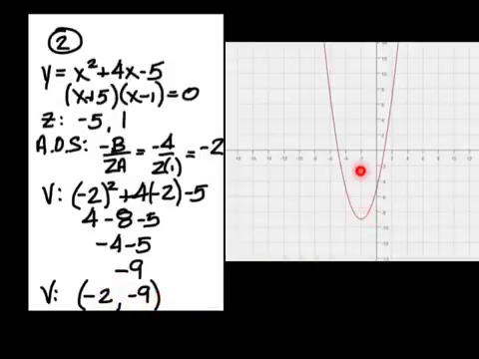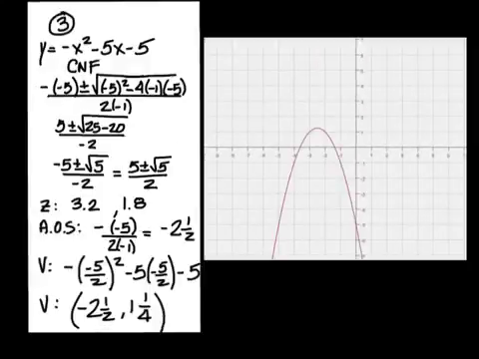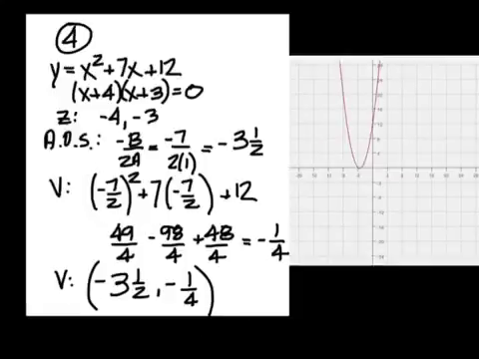And there's your graph. Number 3, your zeros should be a negative 3.2 and a negative 1.8. And the axis of symmetry is a negative 2.5. And the vertex is negative 2.5 and 1 1/4. Number 4, the zeros are negative 4, negative 3. Axis of symmetry is negative 3.5. The vertex is negative 3.5, negative 1/4.